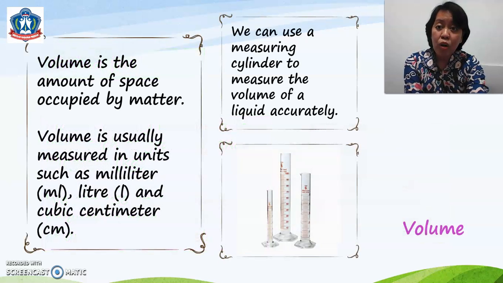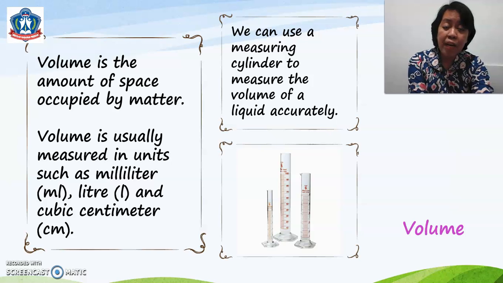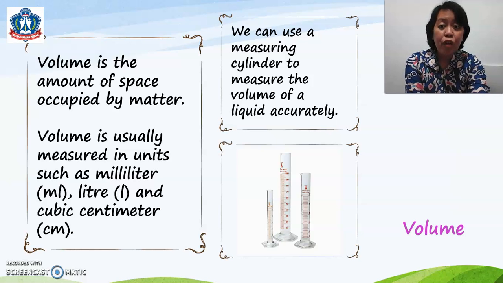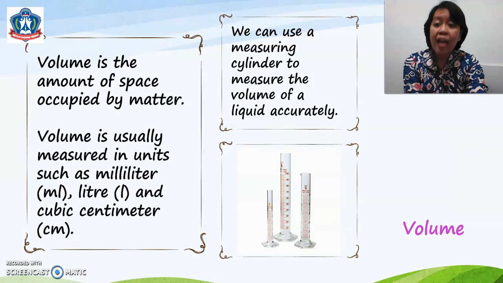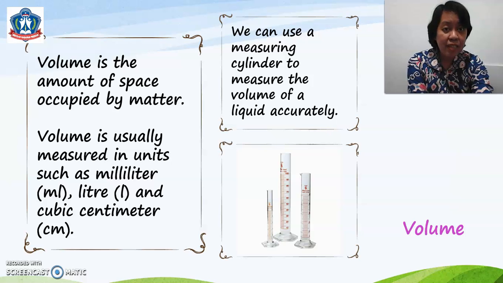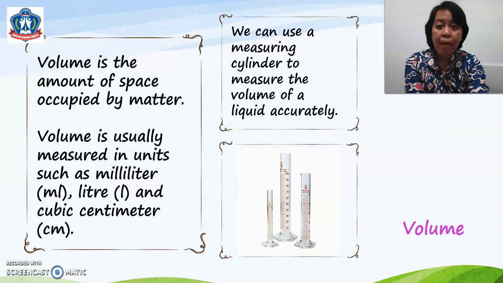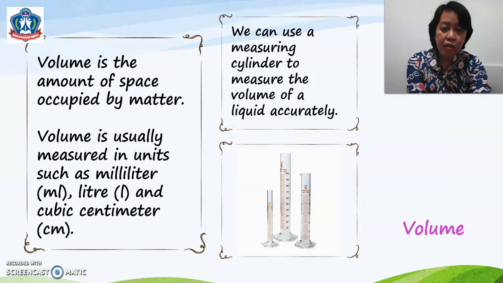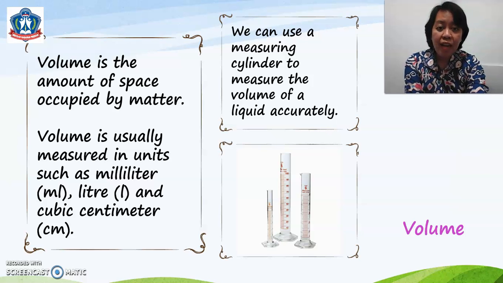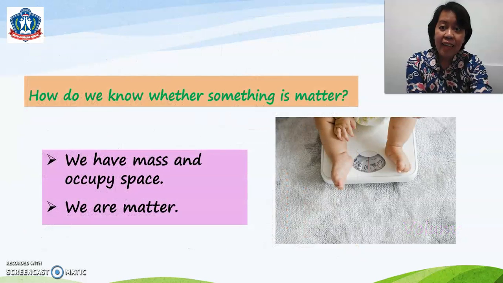And what about volume? Volume is the amount of space occupied by matter. Volume is usually measured in units such as milliliter, liter, and cubic centimeter. And we can use a measuring cylinder to measure the volume of a liquid accurately. And here are the examples of a measuring cylinder with different size or units.